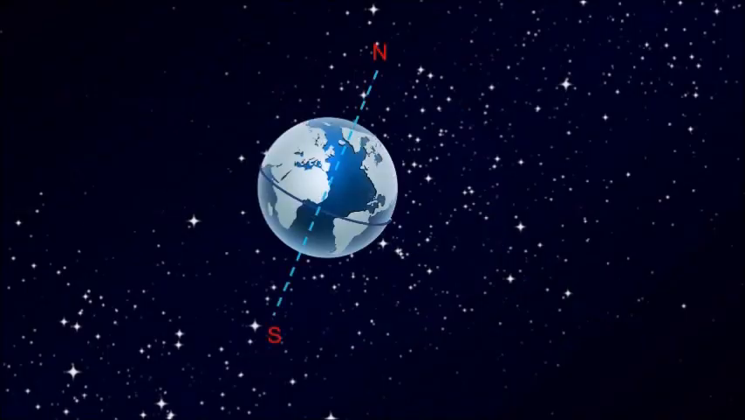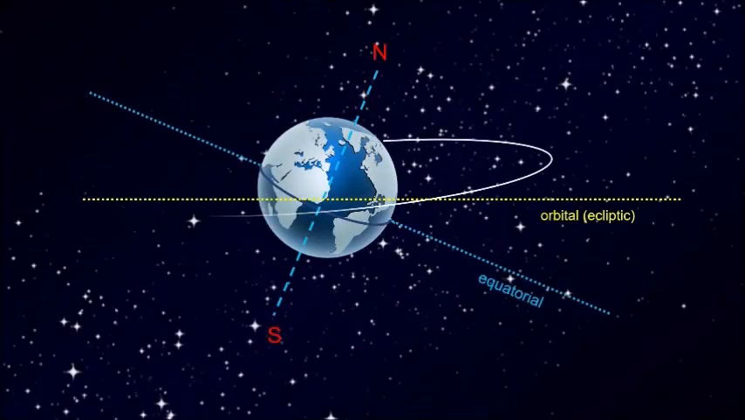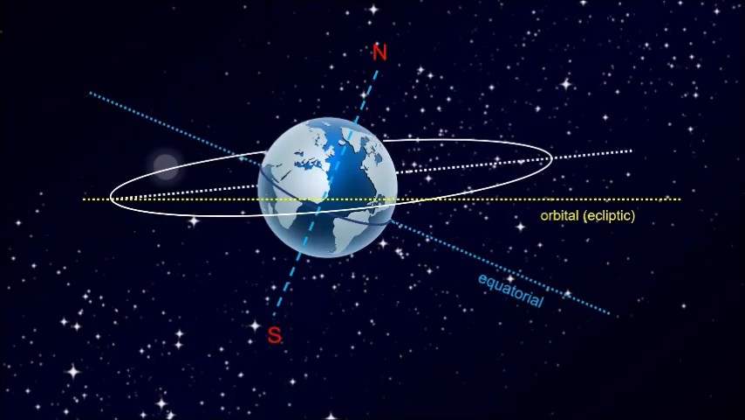Here you see a comparative illustration of the axial tilts of the Earth and the Moon. Earth's axis is indicated by a sky blue dashed line. The direction of the Earth's equatorial plane is indicated by a sky blue dotted line. The direction of the Earth's ecliptic plane is indicated by a bright yellow dotted line.